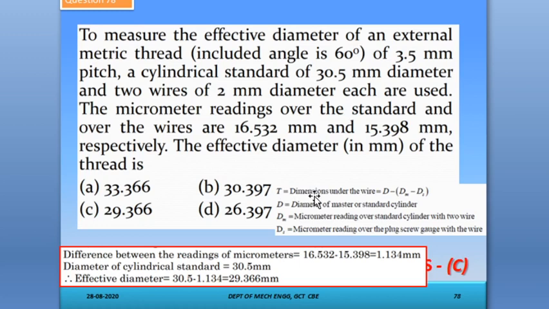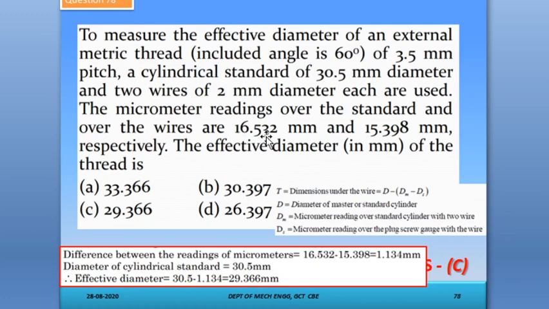Formula: T, the dimension under the wire, equals D minus dm minus ds. D is the diameter of the master standard cylinder; here 30.5 is given. dm is the micrometer reading over the standard master cylinder with 2 wires.